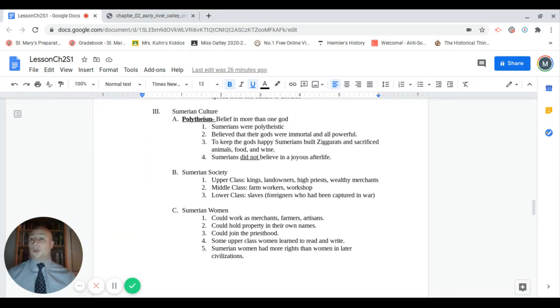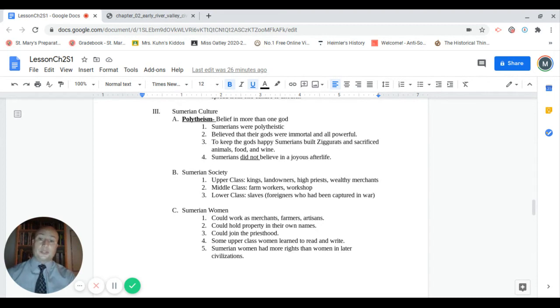Now, women could work. They could hold jobs. In later societies, they were not allowed to do this. They could work as merchants or farmers or artisans. They could actually own property in their own name. This is a really big sign. This means that women could have power. They had ownership. They could control males.